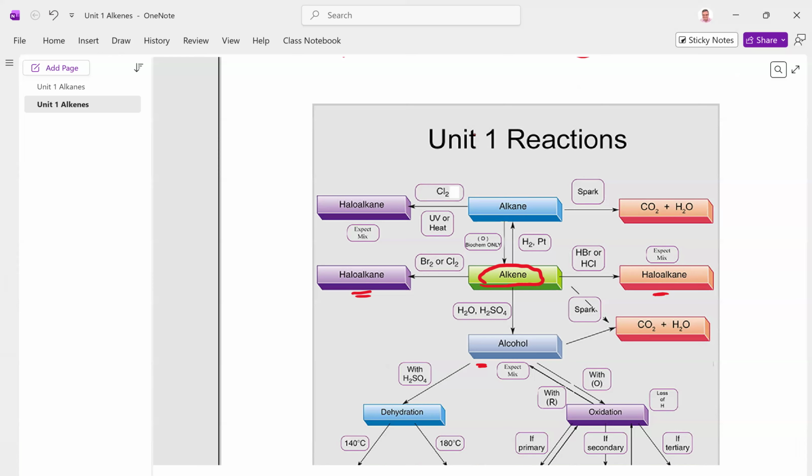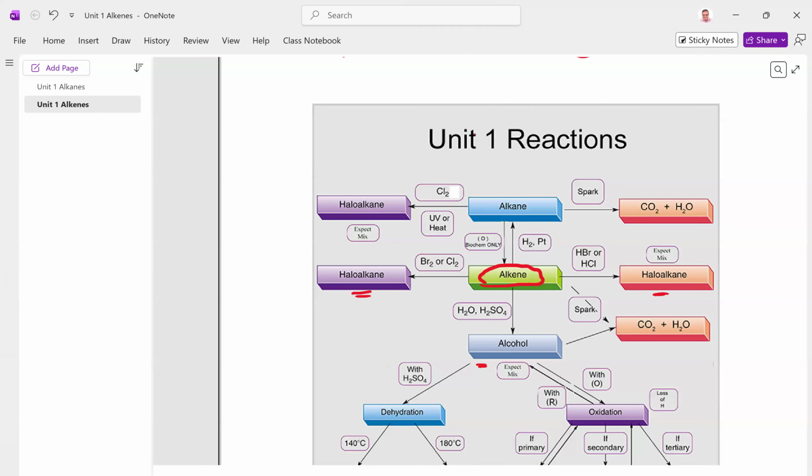Now, alkenes, like I was saying at the beginning, aren't very stable. So they want to react. Excuse me, they want to react and form something more stable. The head of the arrow is always more stable than the tail of the arrow. Products are always more stable than the reactants.